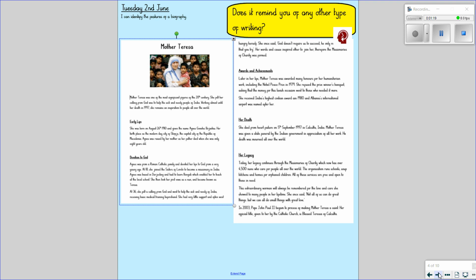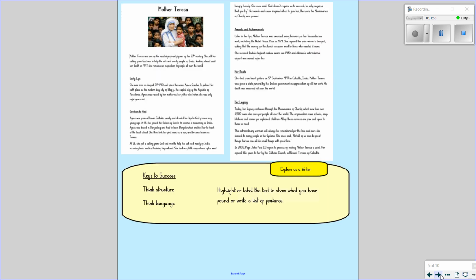Right, now just looking at it on the page, children, without even reading it, does it remind you of any other type of writing? Any other type of writing that we have done? Does it make you think of anything else? What does it look like? I think it looks a little bit like a non-chronological report. There are some similarities between this and a non-chronological report. There is a key difference, however, but just looking and thinking, there are some similarities there. I don't want to tell you what they are at the moment because I want you to think about them yourself. So here's our keys to success and our task.